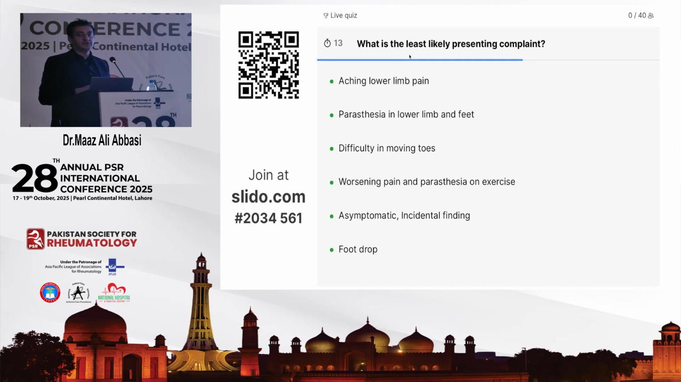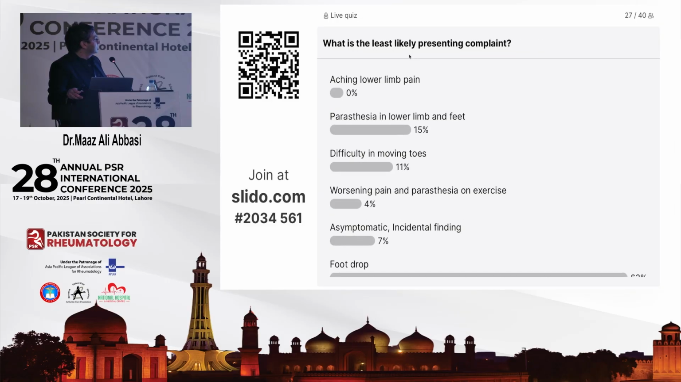So here's a test of your spotting the abnormality and a little bit of anatomy. Let's see how many people get this. I think this is a harder case. Ooh, you all fell for the trap, or lots of you did anyway.